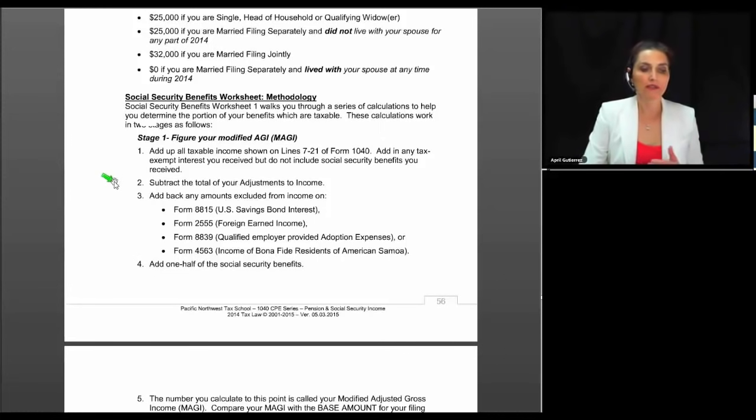You then subtract out the total adjustments you have to your income, but you add back in the U.S. savings bond exclusion, the foreign earned income exclusion, adoption benefit exclusion, and so forth. And then you also add in 1/2 of your Social Security benefits. Another way to look at it is to say start with your adjusted gross income and then subtract out any amount of the AGI that you think is attributable to Social Security. You're going to get the starting point.